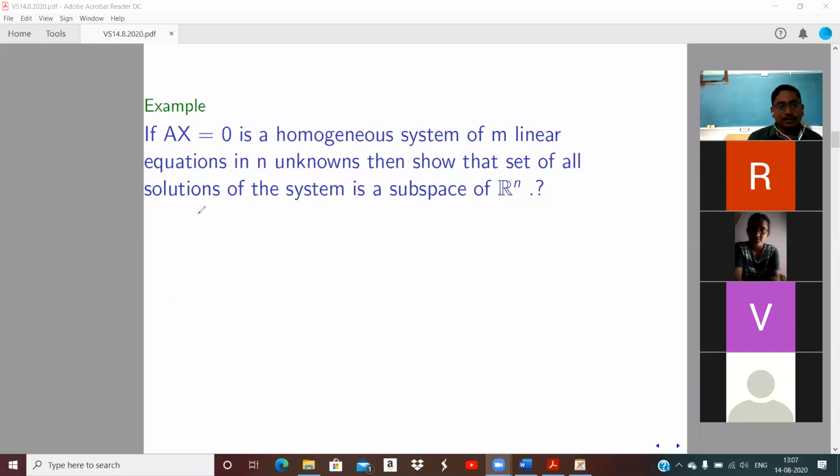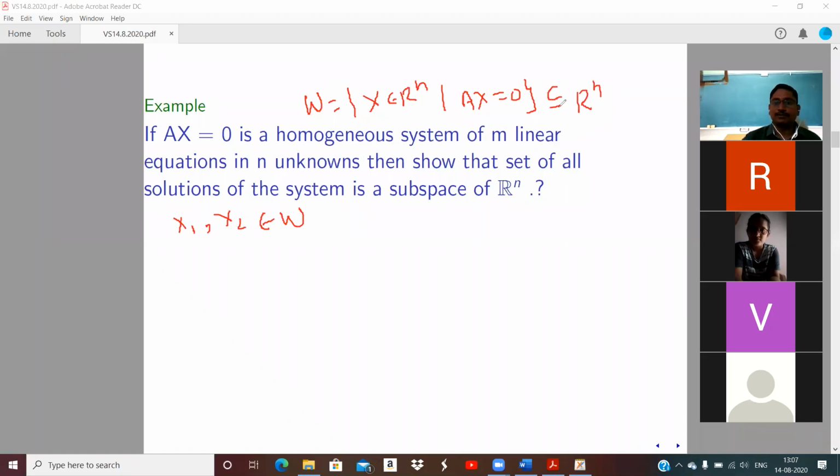Once it is non-empty, we can have elements x1 and x2 in that set W. What is W? All those n-tuple x, written in column form, such that Ax equal to 0, and this is always a subset of Rn. Rn is a vector space, which we already checked. We only need to check that W is a subspace of it. To show a subspace, you show it is non-empty and closed under addition and scalar multiplication. Alpha is any scalar. Here scalar always means a real number. Throughout this course, we assume real numbers unless mentioned otherwise.